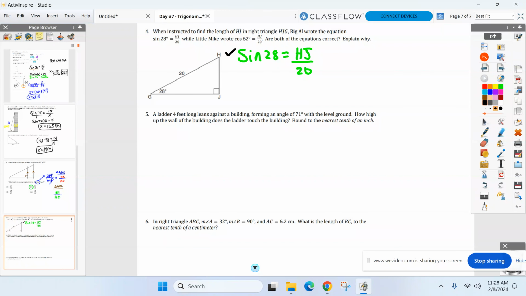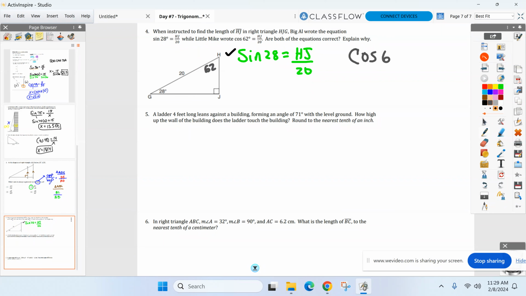Mike. Cosine. Whoa. 62? Should I just say he's incorrect now? 62. Where's that come from? Are you kidding me? One job, little Mike. Where's he getting the 62 from? What's your deal? The other angle. Hey, all these add to 180. If you do 180 minus 90 minus 28, he's like, you know what? I'm not going traditional. I'm going on my own. 62. He's using angle H now to do this.